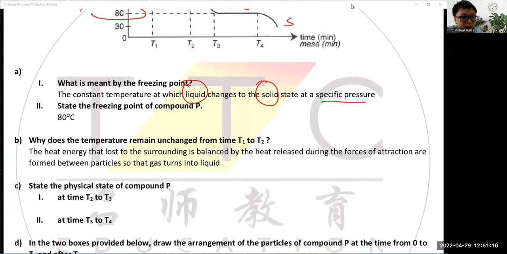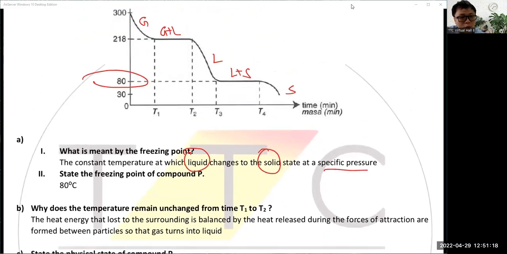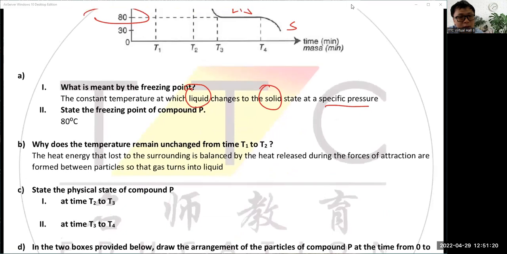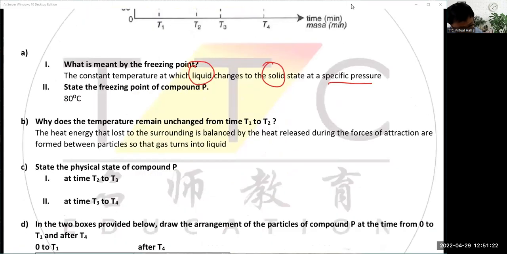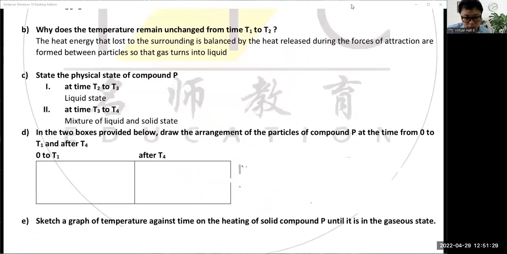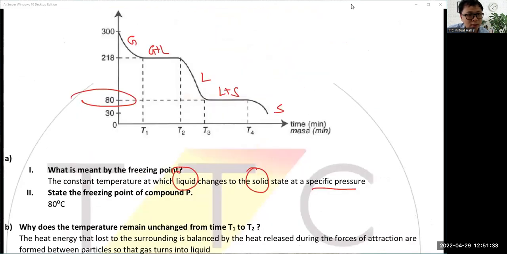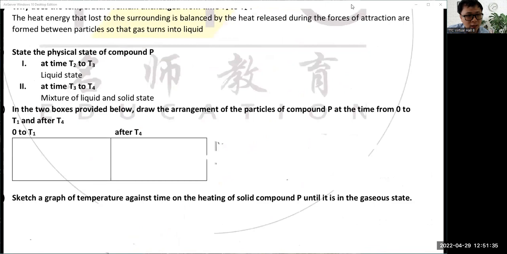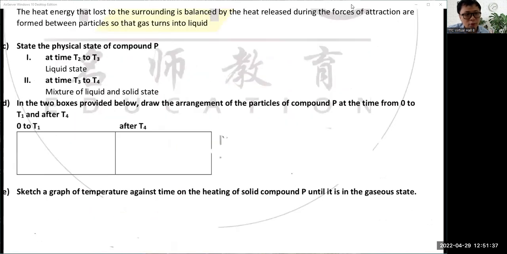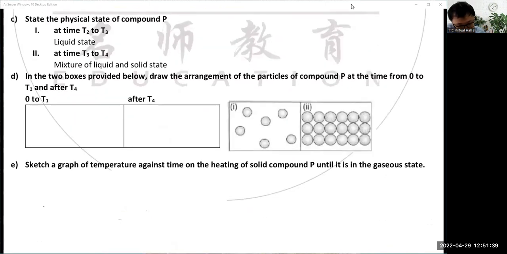Okay, then what's the physical state from T2 to T3? Let me check. T2 to T3 is liquid state. T4 to T5 is liquid plus solid. So it's a mixture also. Must mention the word mixture. Then two boxes to draw out: T0 to T1 is gas state, then after T4 is solid state. So you need to draw a gas and a solid.